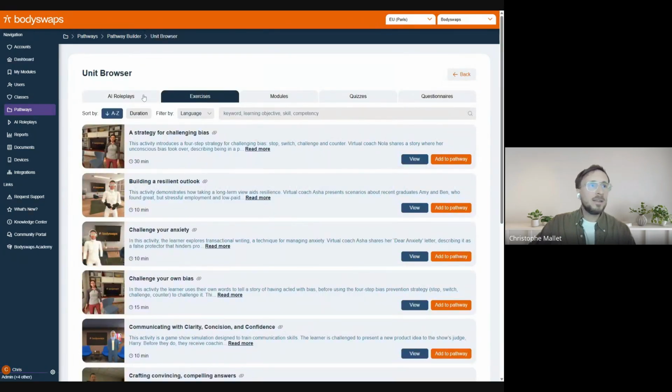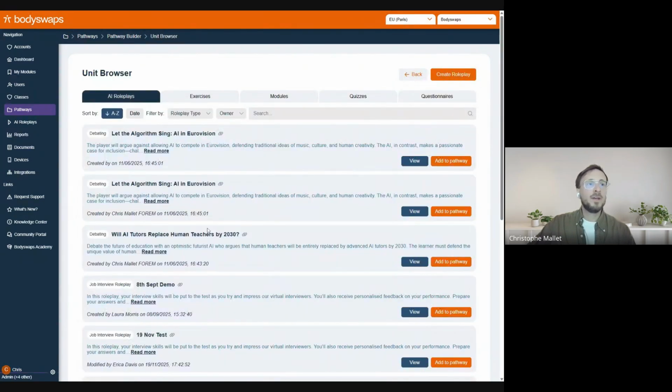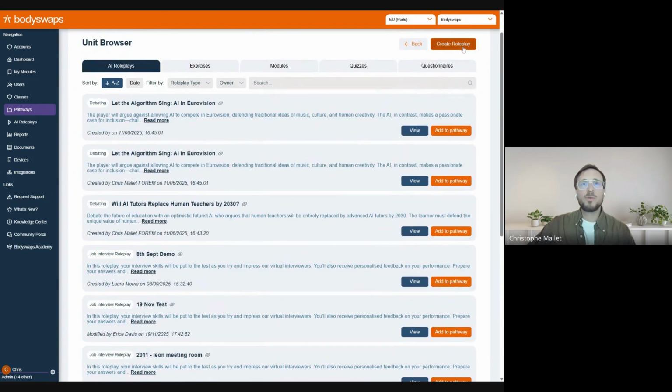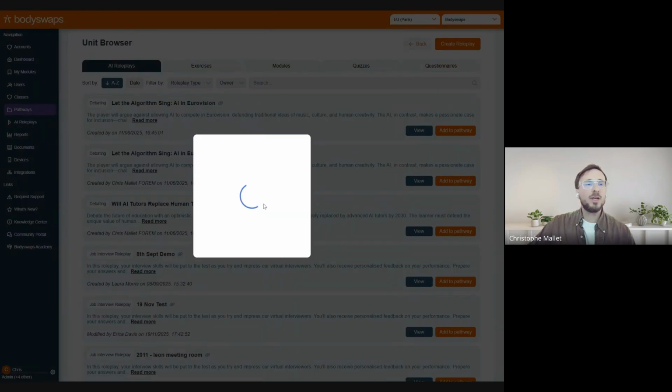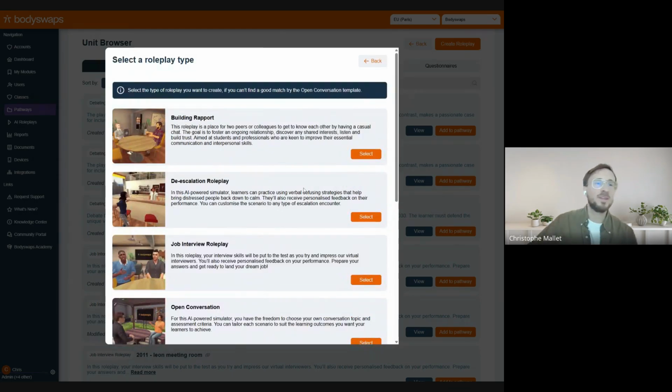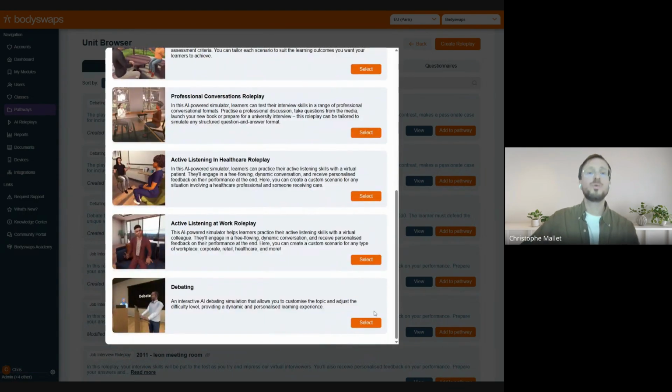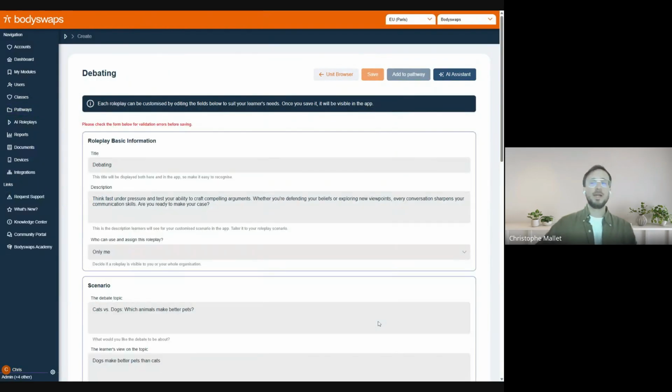So lastly, let's add an AI role play. So again, there's all kinds of role plays that we have created, but we are going to create a new role play. And so to do that, the first step is going to be to select from the various templates that I'm sure are going to show up in a second. Here we go. So we said this was going to be a debate. So let's select the debating role play.